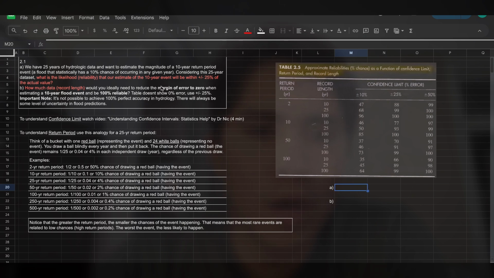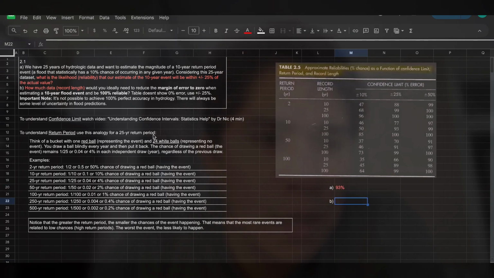So if we go for a 10-year return period, it would be this section here, and plus or minus 25. So that would be about here for a 25 record length. So it would be 25 record length plus or minus. So the answer will be 93%.